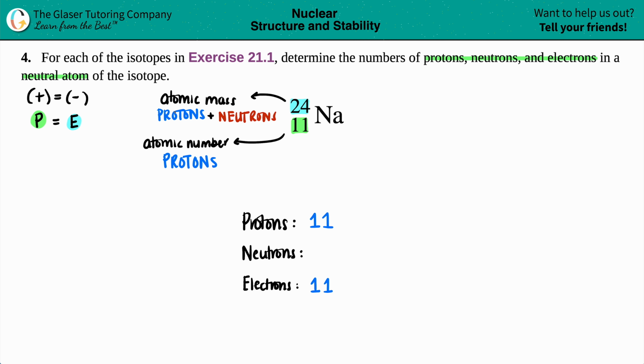So let's do some math, shall we? Simple math, but math nonetheless, right? If your atomic mass is the protons and the neutrons, and the atomic number is just the protons, what would we have to do with these two numbers to find out just the neutrons? Yeah, we would just take these numbers and subtract them. So I'll take the 24 minus the 11, and I will get out my neutrons.